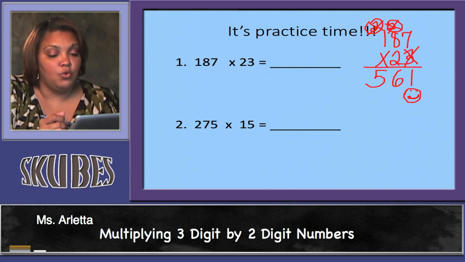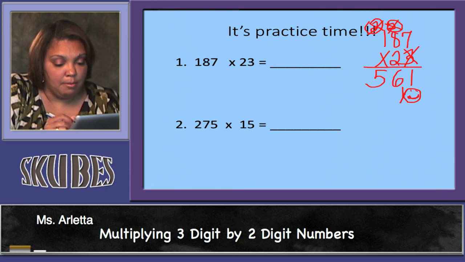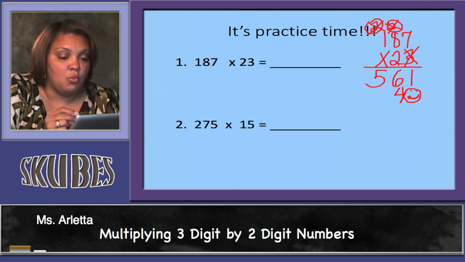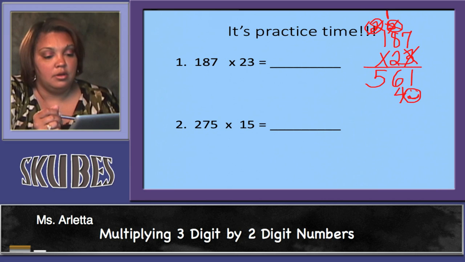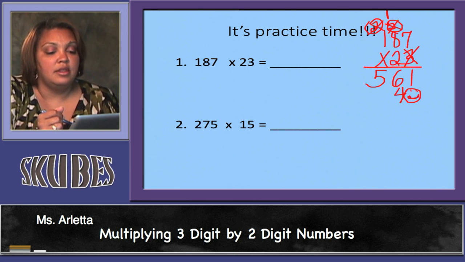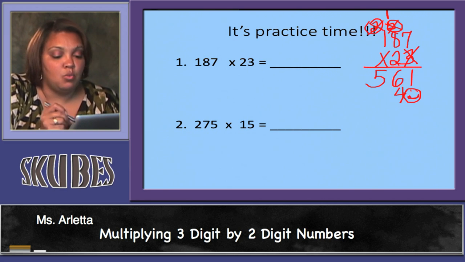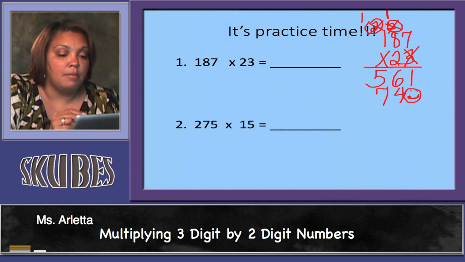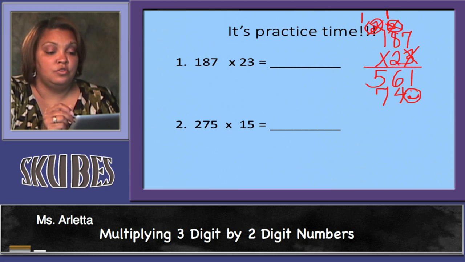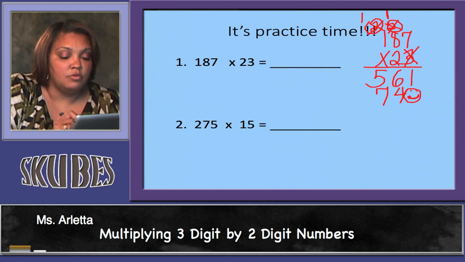2 times 7 is 14. I'll write my 4 and carry my 1. 2 times 8 is 16, plus that 1 makes 17. Put my 7 and carry my 1. 2 times 1 is 2, plus that 1 makes 3.